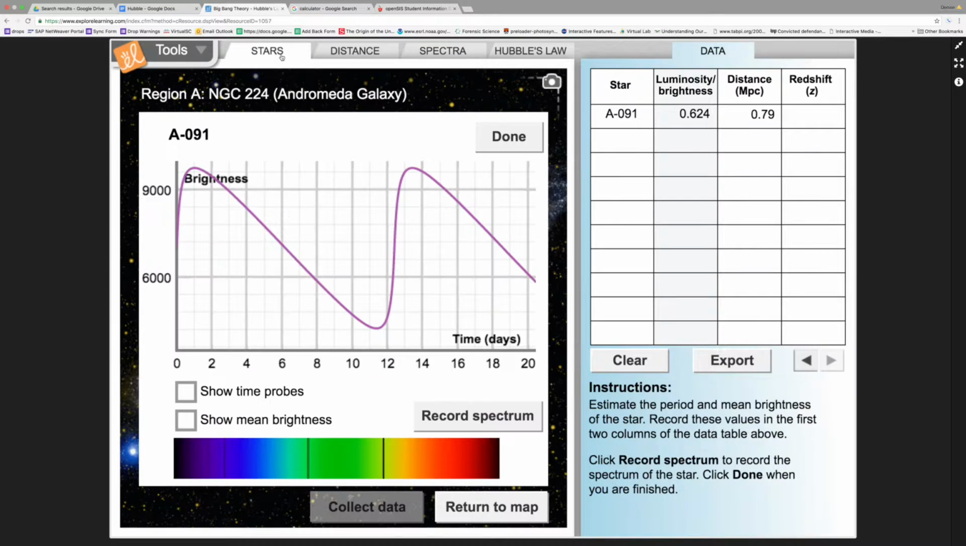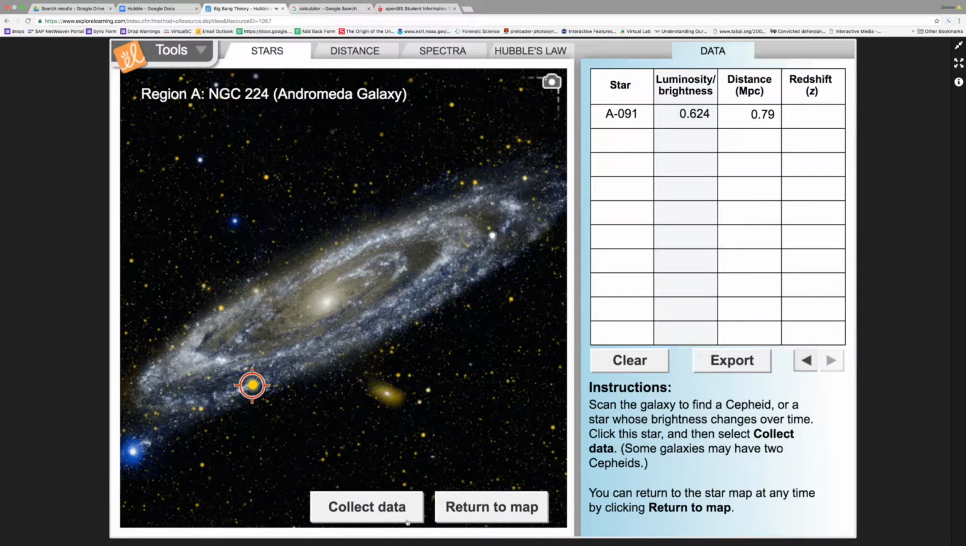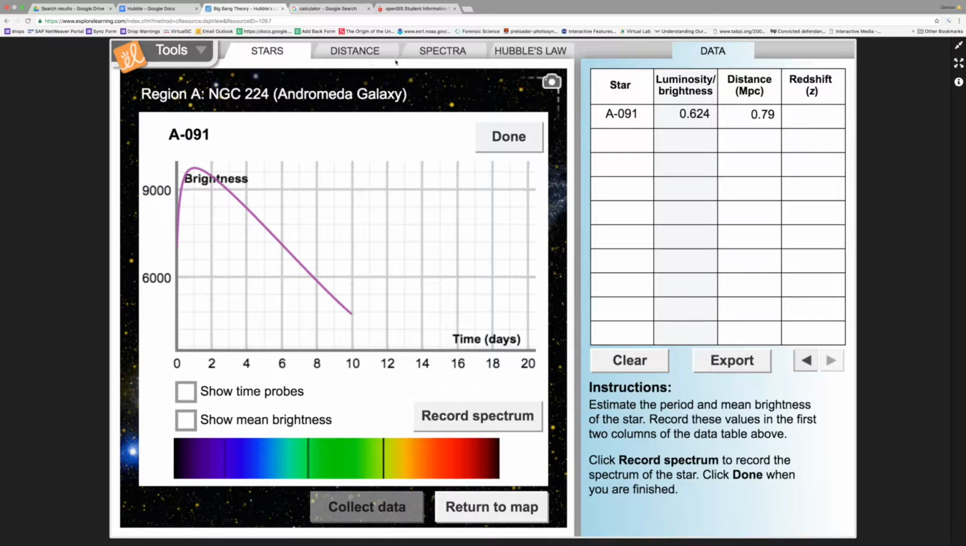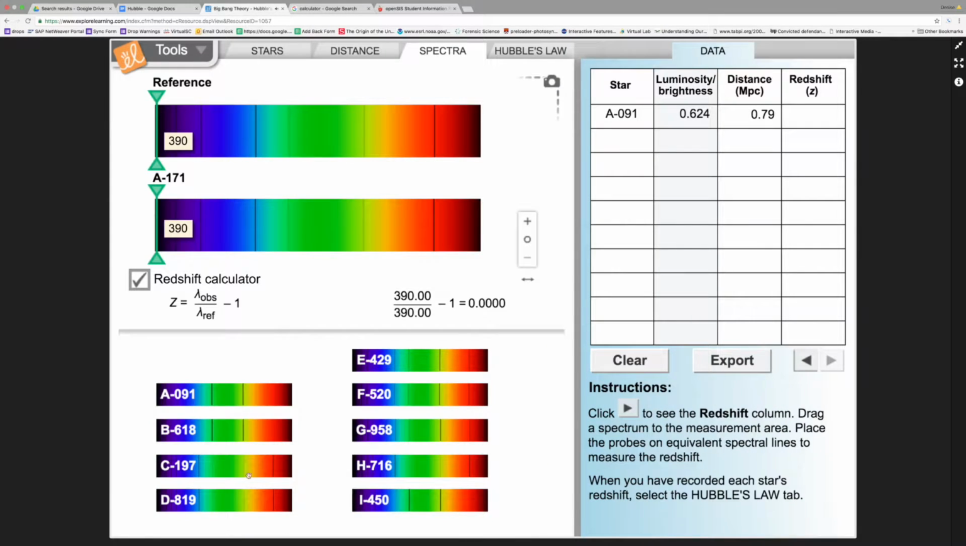By this point in the lab, you should have been recording your spectrum. Basically, you clicked here, you collected data, and you recorded the spectrum. If you have not done that for all the stars, go back and do that, because when you click on spectra, it'll collect all the spectra for you already. And again, we're going to be calculating a redshift or blue shift.